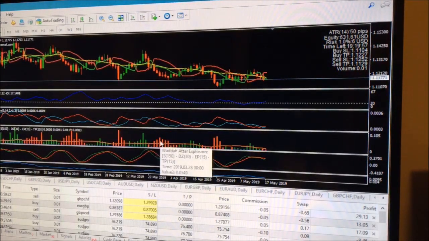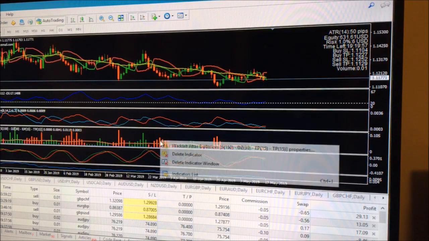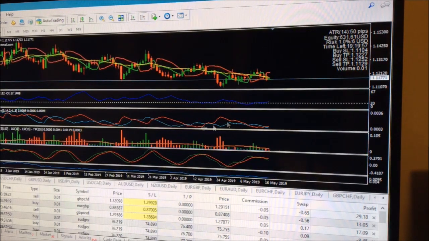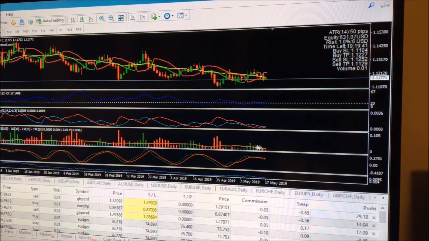Underneath that, I have the Waddah Attar Explosion. This one essentially works as a third confirmation indicator and volume indicator. That's one thing that's a little bit different from VP's method. If you know who NoNonsenseForex is, he only uses 2 confirmation indicators and 1 volume indicator. I kind of use 2.5 confirmation indicators and 1.5 volume indicators. So this one kind of doubles as both.